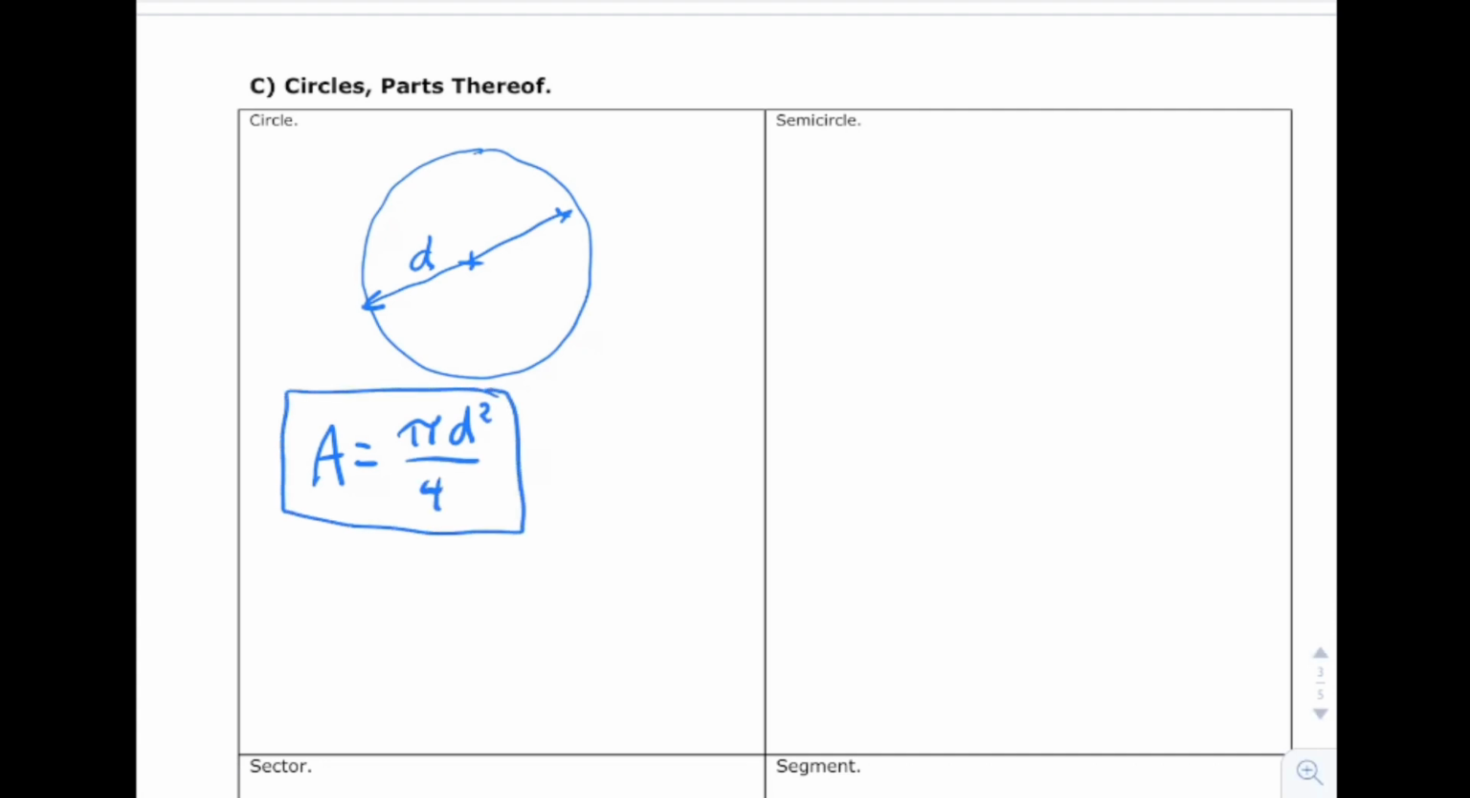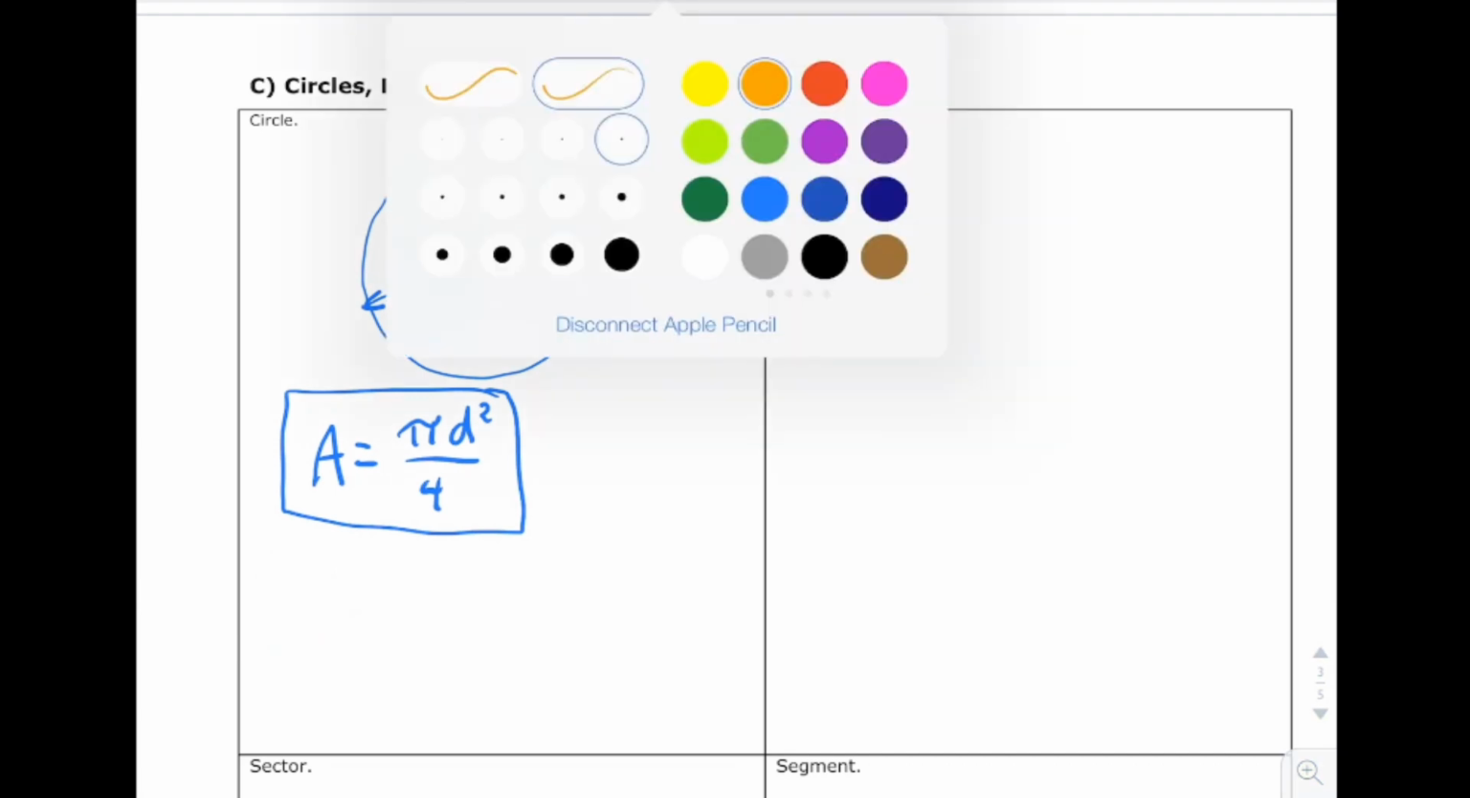Now, if you were thinking, wait, isn't it pi r squared? It is pi r squared. But remember, radius is not 2 times diameter. Radius is half the diameter. So the radius is the same as half the diameter, and if you work this out, you get pi d squared over 4. So pi d squared over 4 is the formula I'm going to use most often.